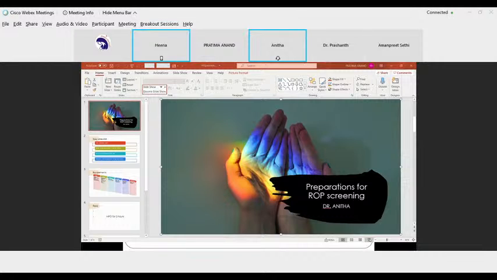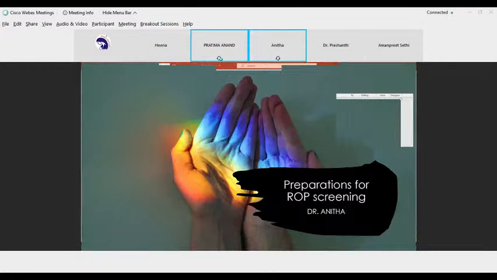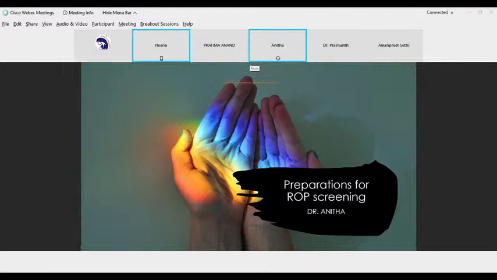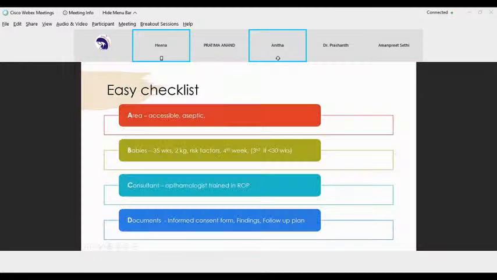Dear advisor, today this becomes an important role for nurses. How do you prepare our babies for ROP screening? Can I have the next slide? I've just put it in a very small checklist, because with a checklist we make sure that all the things that are done in our unit are covered, and I've put it in an easy manner such that we can just recollect it subconsciously too.